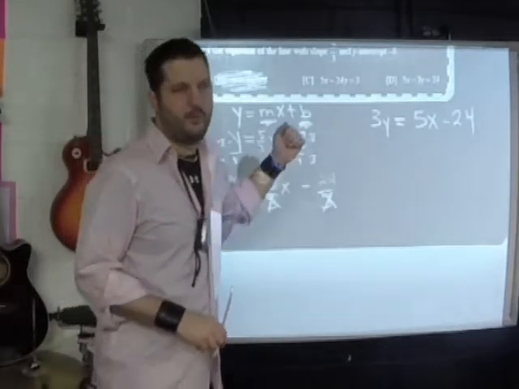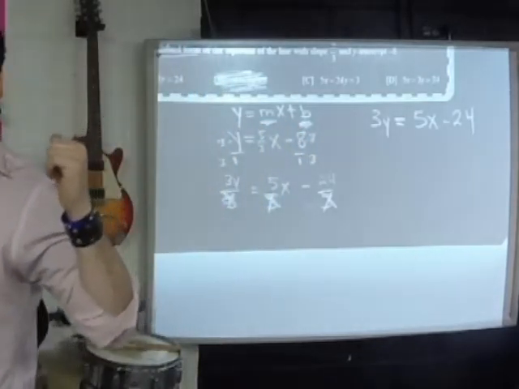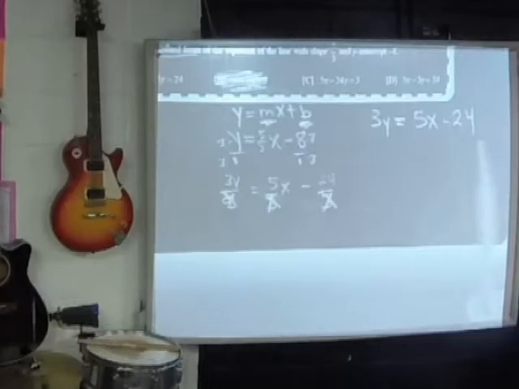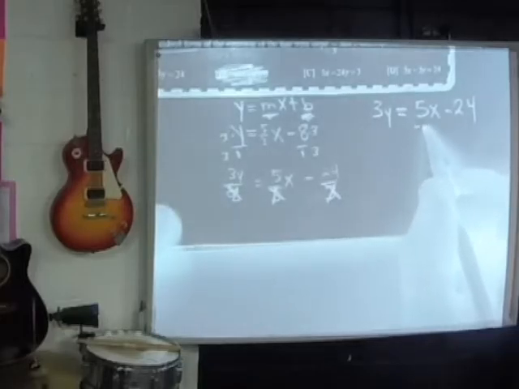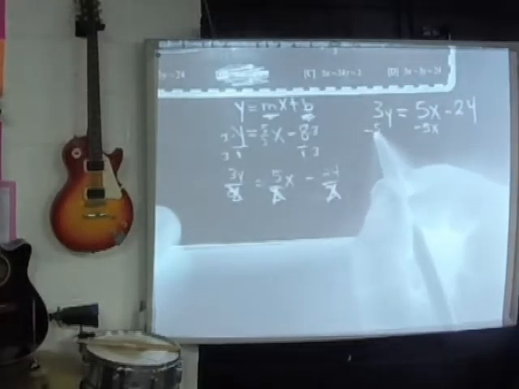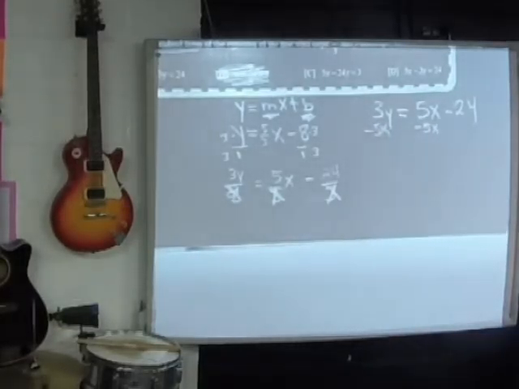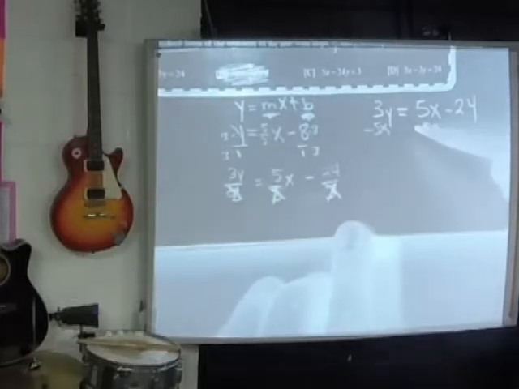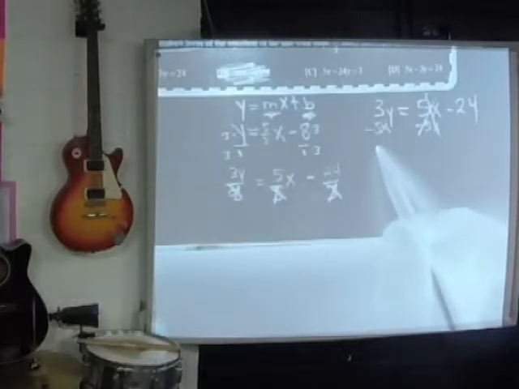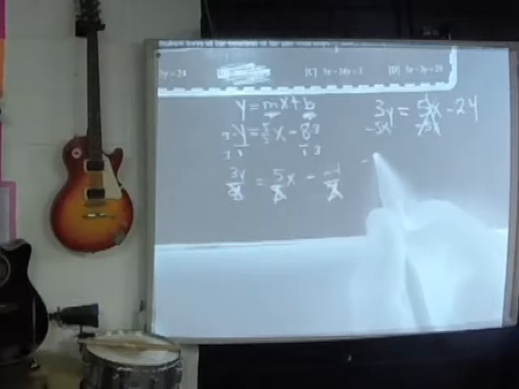What do you think I need to do? Not yet. No, wait, I need to move the 5x. We're going to move the 5x. Just comes out first. I'm going to subtract the 5x. And what's that give me when I subtract this 5x? Minus 5x, and 3y. Minus 5x plus 3y.